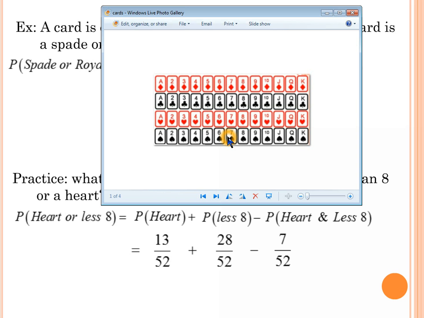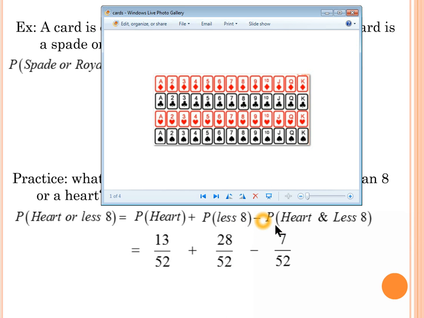And then if you look at your next category, the hearts, you also have 7 cards that are less than 8. And then if you look at the clubs, you also have 7 cards that are less than 8. And for the diamonds, you also have 7 cards that are less than 8. So 7 plus 7 plus 7 plus 7 will give you 28. So 28 out of the 52 cards in the deck are less than 8.